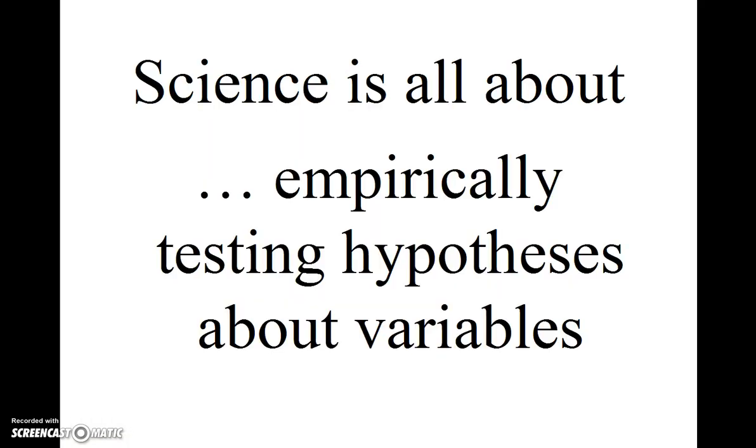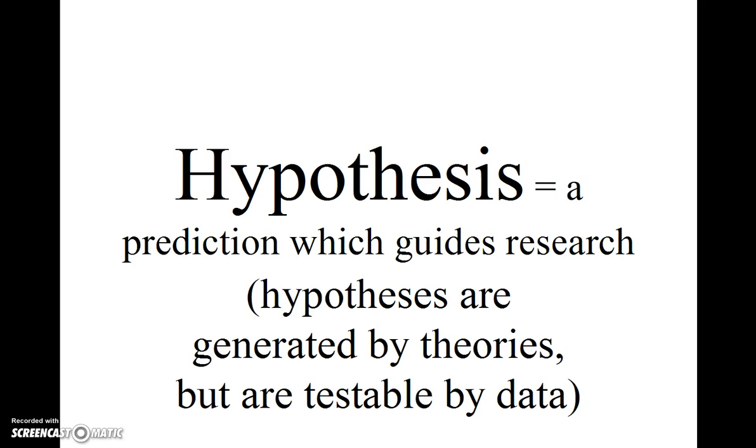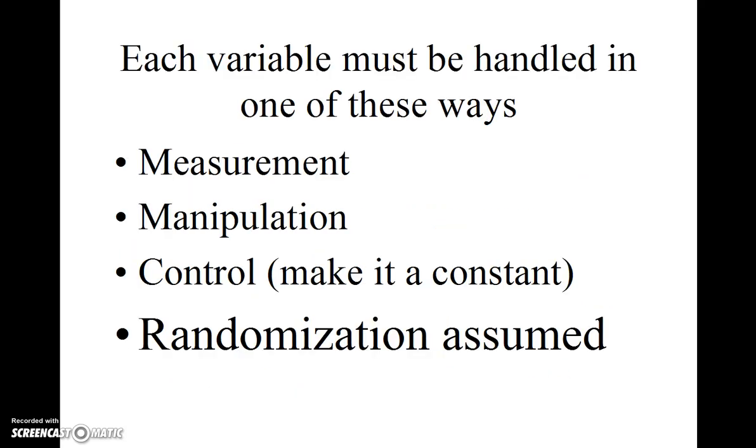Science is all about empirically testing hypotheses about variables. A hypothesis is a prediction which guides our research. Hypotheses are generated by scientific theories, but they must be tested by empirical data in order for these hypotheses to be scientific in their nature.